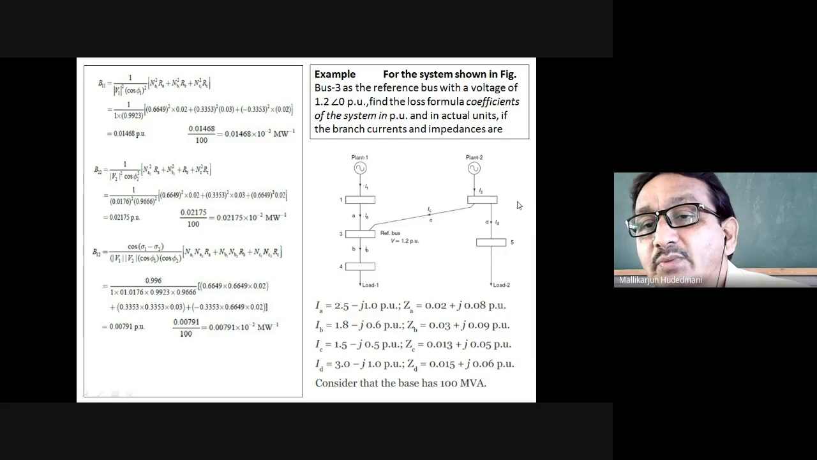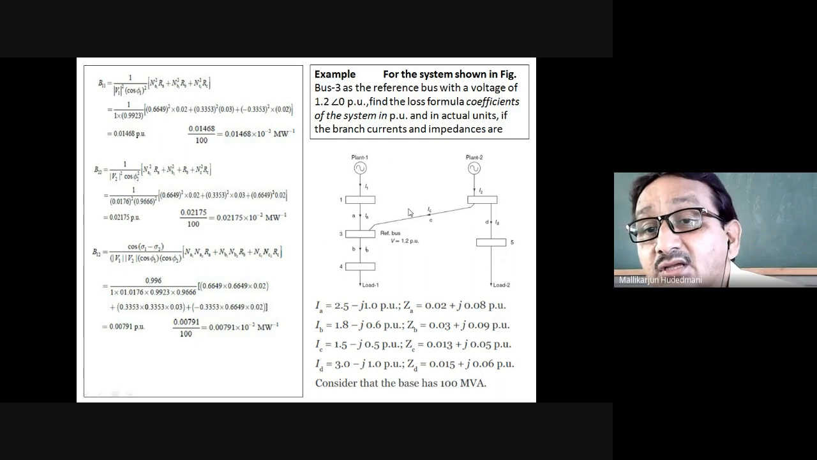For the system shown below, bus 3 is the reference. How much is the voltage? 1.2 angle 0 is the reference voltage. Find the loss formula coefficients in PU, and all are mentioned here. Now you know that all are pre-marked. I have not marked them.